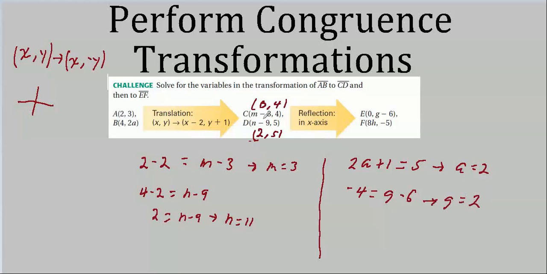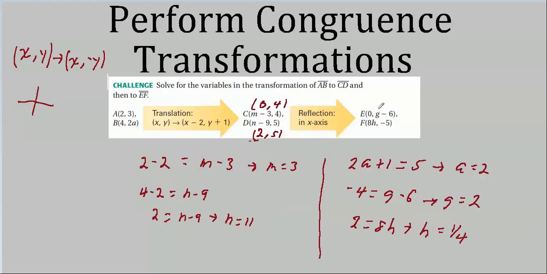Down here, well, we have 2, 5 goes to 8h, minus 5. Makes sense so far. Like I said, the y-coordinate just changes sign, and the x-coordinate doesn't change at all. So now we can write 2 equals 8h, and that implies that h equals 1/4. Well, it looks to me like we found g, we found h, we found a, we found m, we found n. I think that was everything.